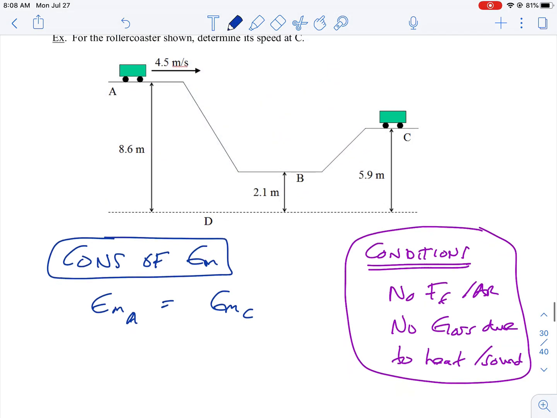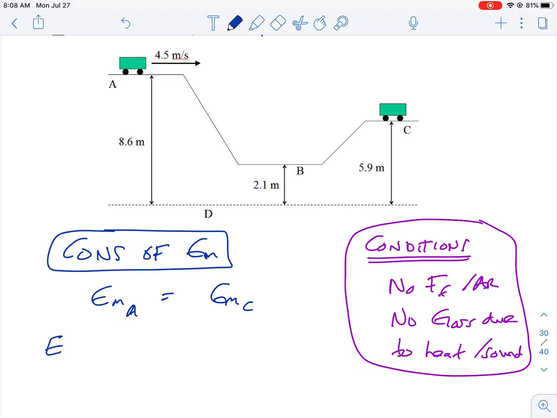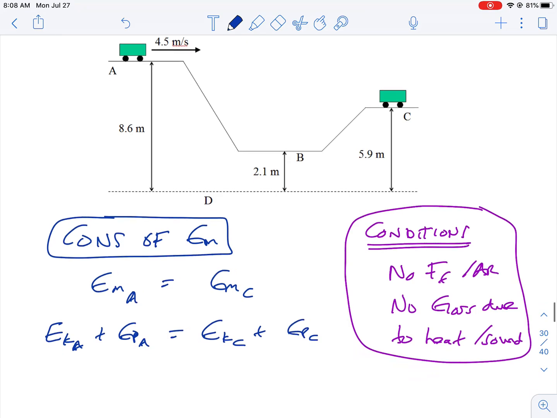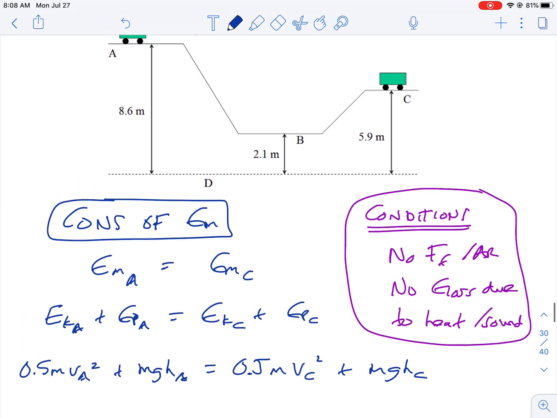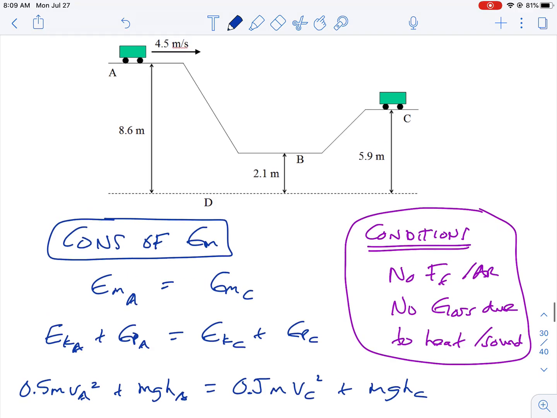And again, let's just list all the mechanical energies. So we have EK at A plus EP at A equal to EK at C plus EP at C. And recommended, just write down all the formulas. So let's go through the list here and see if anything can be canceled.